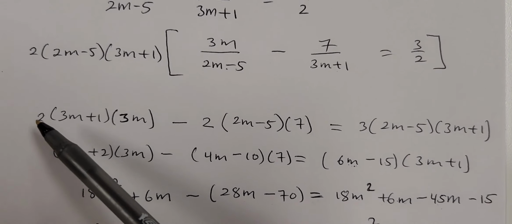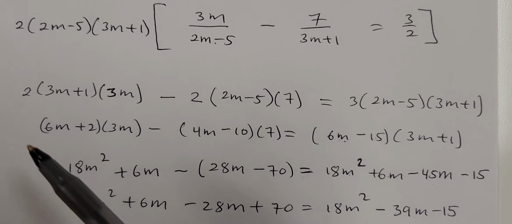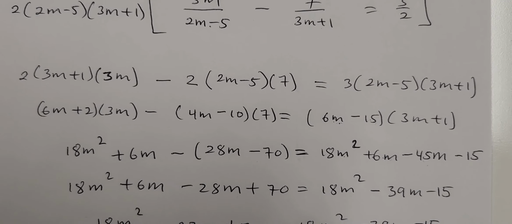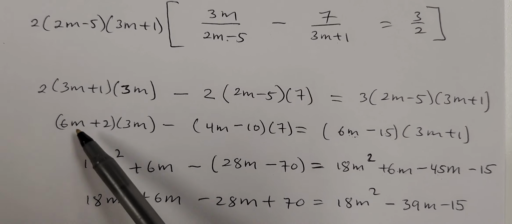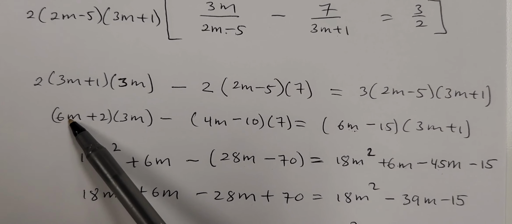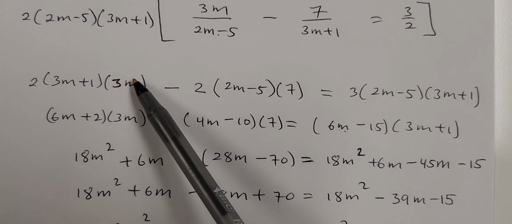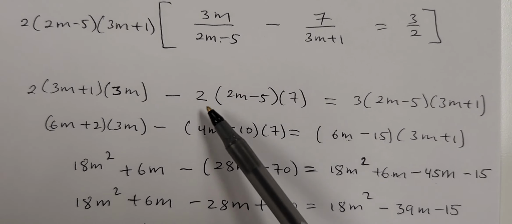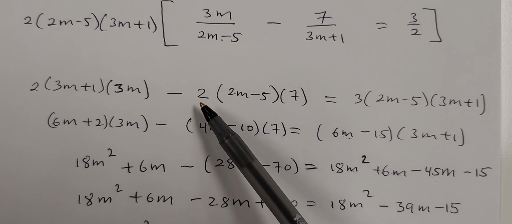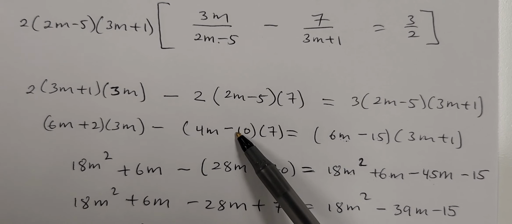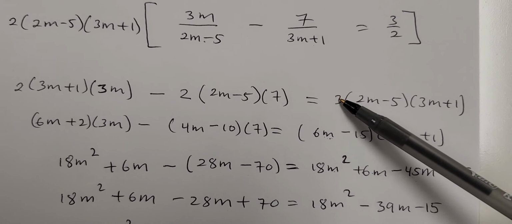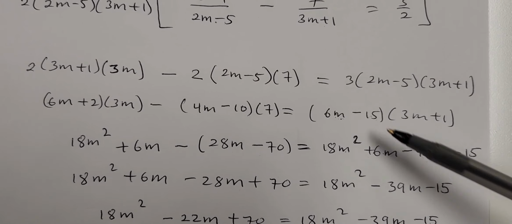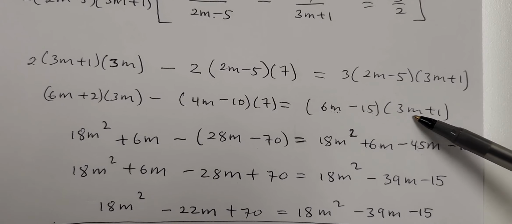Since all the denominators go away, now just multiply them out because I have a lot of parentheses. Just distribute. 2 times 3m is 6m. 2 times 1 is 2. Next, 2 times 2m gives me 4m. 2 times negative 5 is negative 10. Bring down the 7. Next, 3 times 2m is 6m. 3 times negative 5 is negative 15. Then bring the 3m plus 1 down.